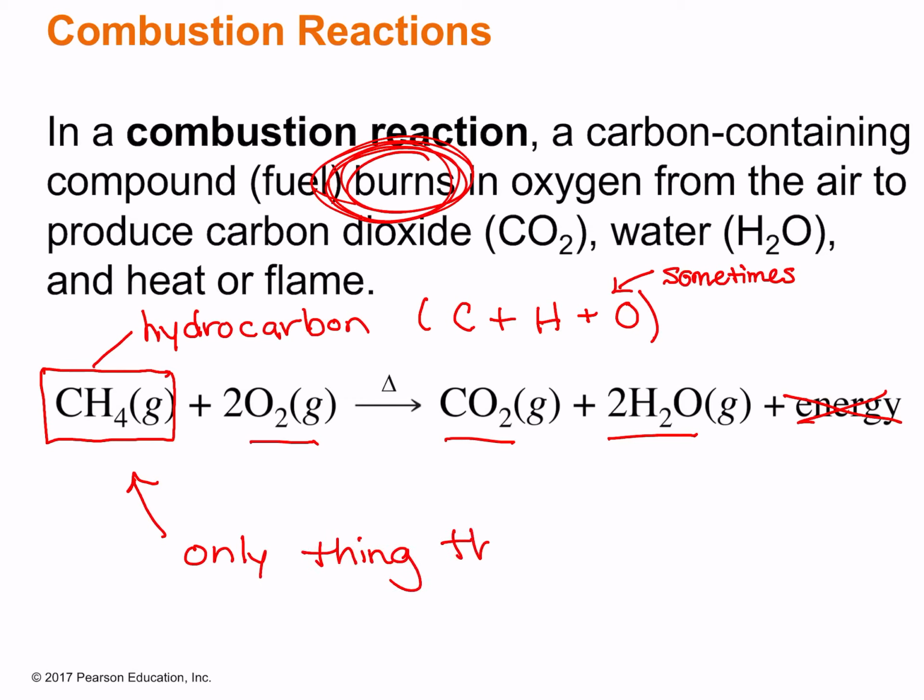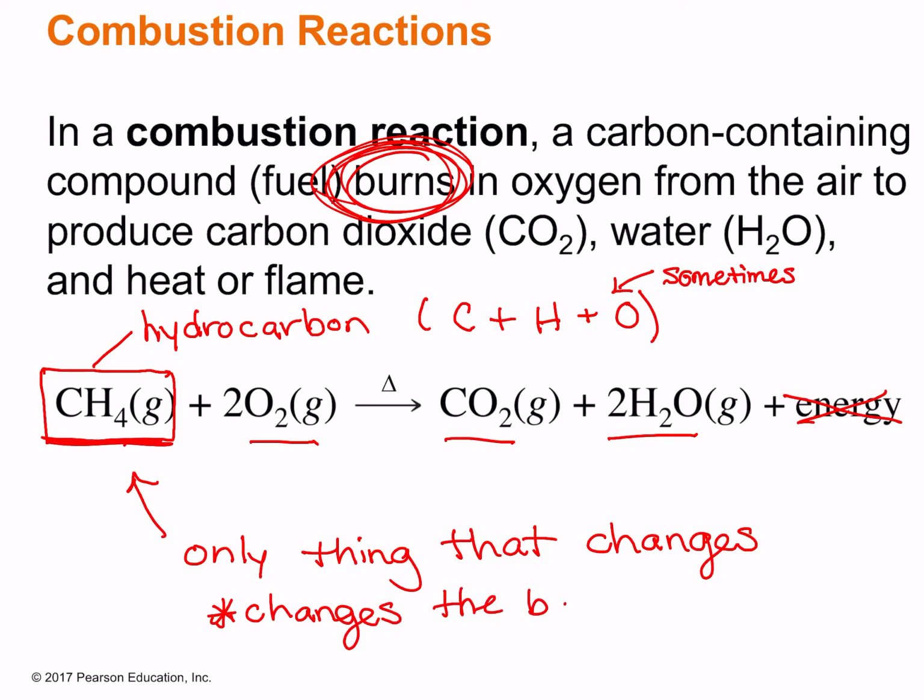Otherwise, everything else stays exactly the same. So it's still going to react with O2, and then it's going to produce CO2 and water every single time. Just this first thing may be different, and when that's different, that will also change the balancing. But the compounds there don't change other than this hydrocarbon. It's always going to be a hydrocarbon that reacts with O2 to produce carbon dioxide and water every single time.